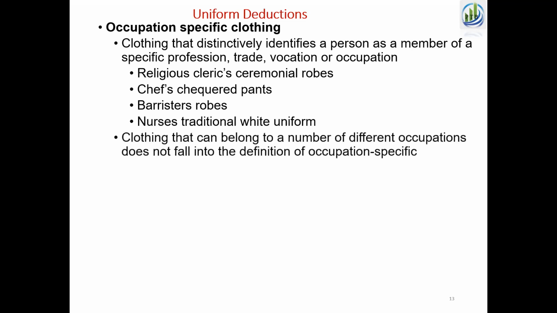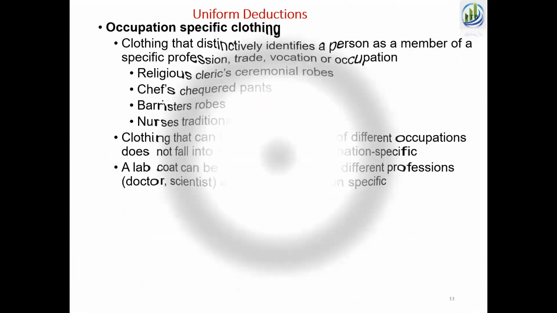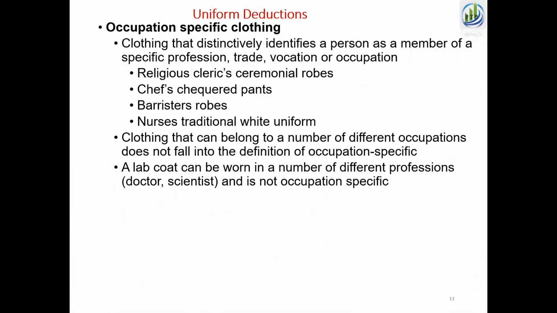So then you can see one example, a lab coat, used by a number of different professions. So therefore, that cannot be considered occupational clothing. Occupational clothing means that very clearly you can be identified for a particular profession.